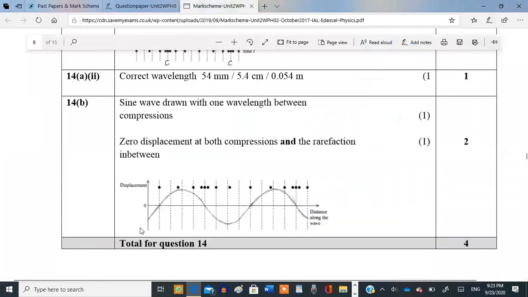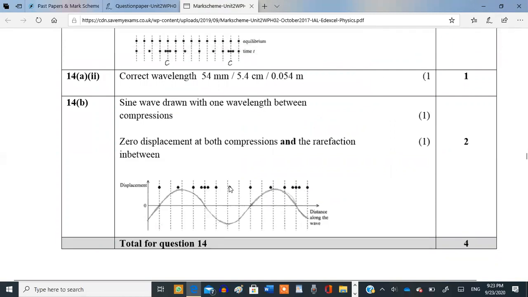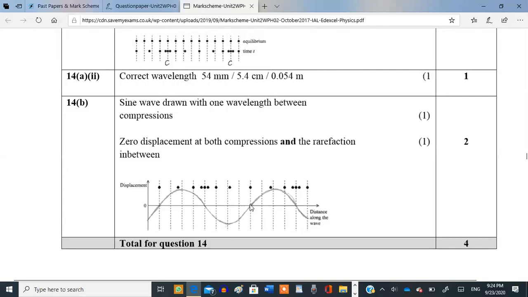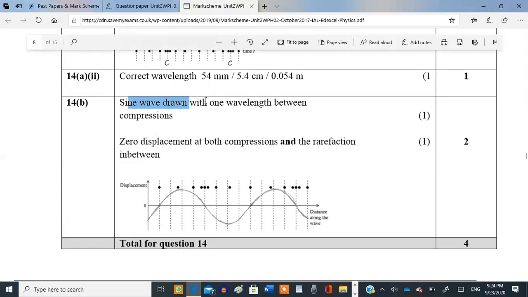Okay, they've drawn it. This is zero, and that's the max, and that's also max, and this is zero again. They've drawn it with one wavelength in between the two compressions. So these are the two compressions, and there must be one wavelength in between them.